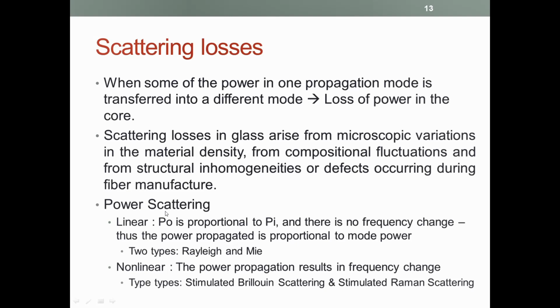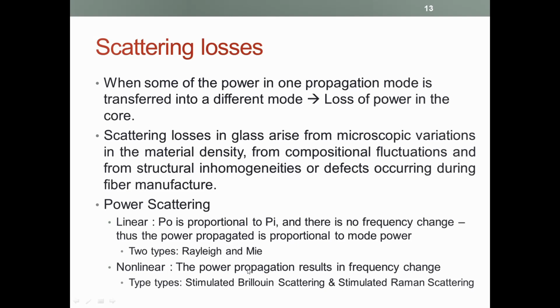Next, what are the different types of scattering losses? As I already told you, there is linear scattering, that is, output power is proportional to input power and there is no frequency change, thus the power propagated is proportional to the mode of the power. So two types, Rayleigh scattering and Mie scattering, we are going to see in detail.